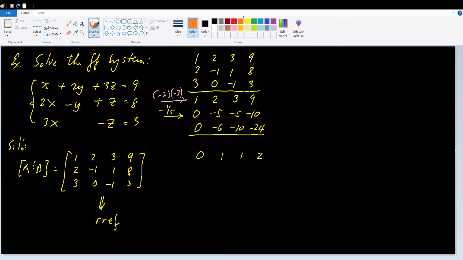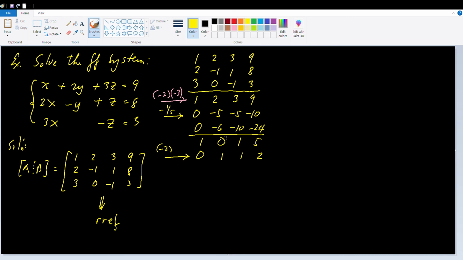So we multiply it first by negative 2. Negative 2 times 0 is 0 and 1. Negative 2 times 1, negative 2 plus 2 is 0. Negative 2 times 1 is negative 2, and 3 is positive 1. Negative 2 times 2 is negative 4, plus 9 is positive 5.